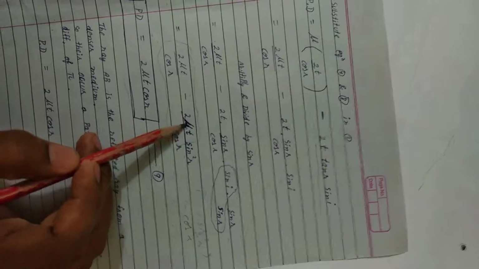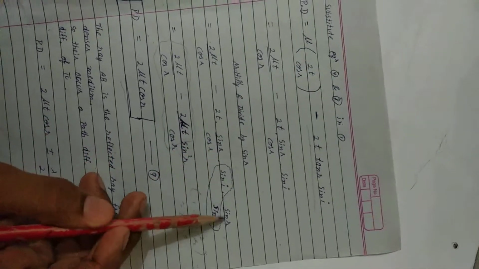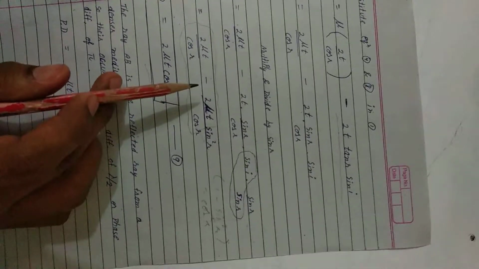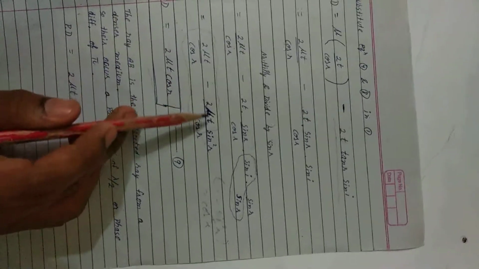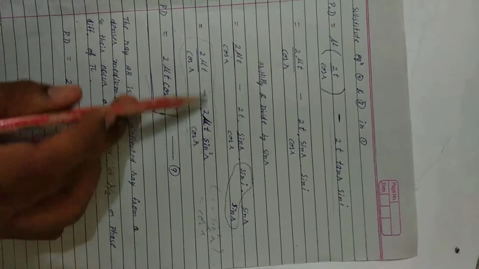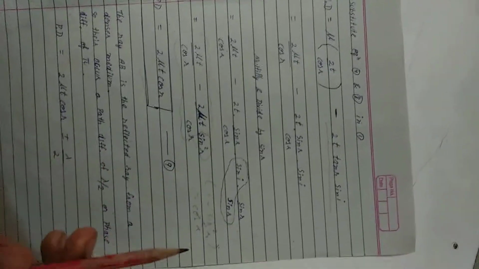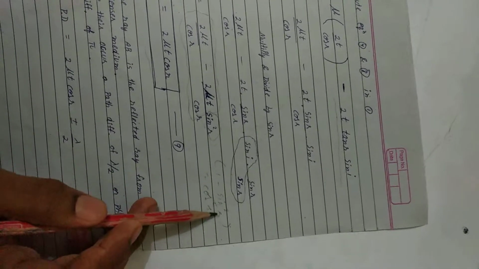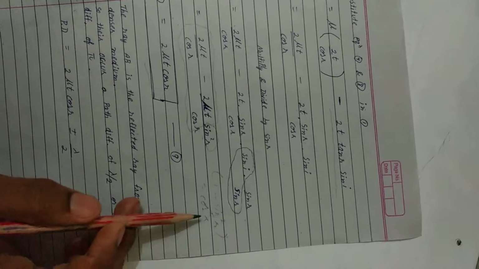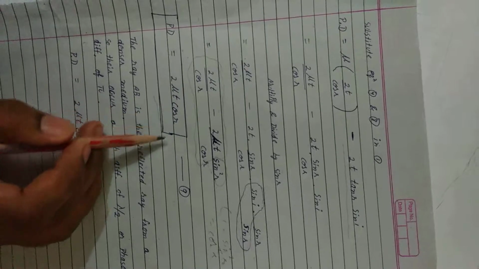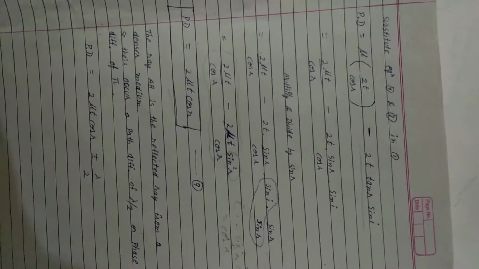So this is 2 mu t, and sin r gets multiplied, becoming sin square r upon cos r. Now in another step, we take the common factor out. What remains is 1 minus sin square r, which becomes cos square r, and this cos square r gets cancelled by cos r. Then we get the final formula, that is path difference equals 2 mu t cos r. Mark it equation 9.